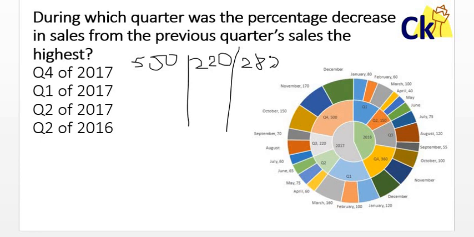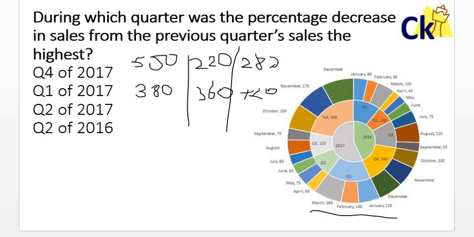Now for quarter 1 of 17, the value is this, which is 380. The previous quarter for quarter 1 of 17 would be the last quarter of 16, that is quarter 4, and the value for this is 360. So the value is increasing, so this is plus 20.